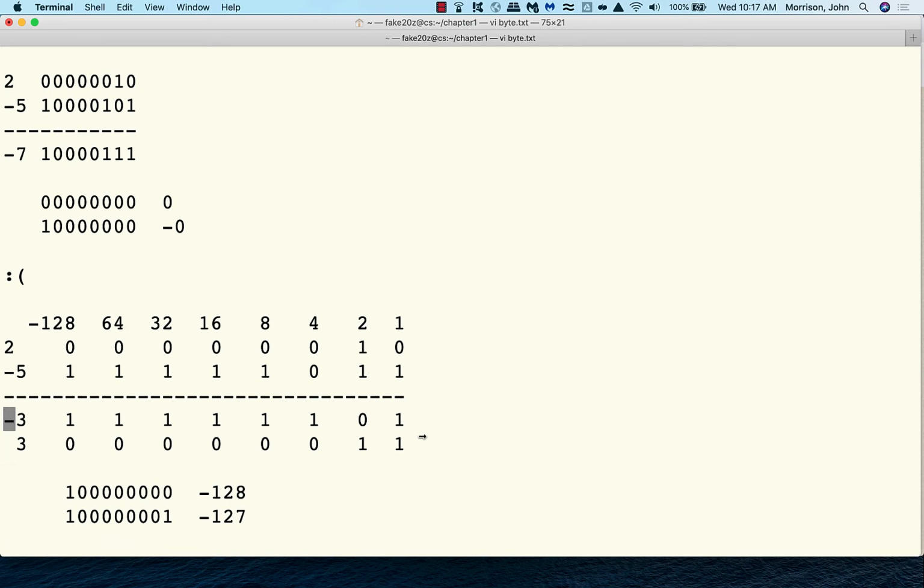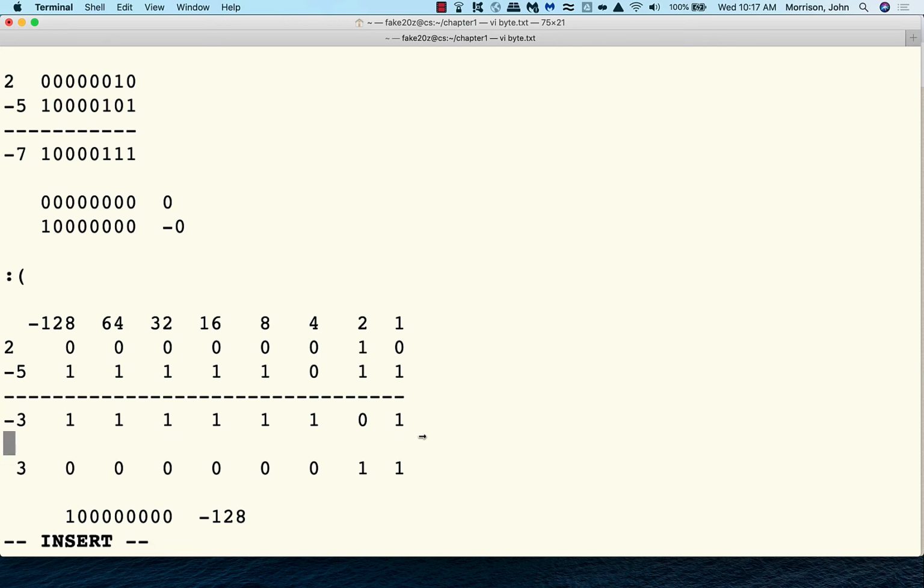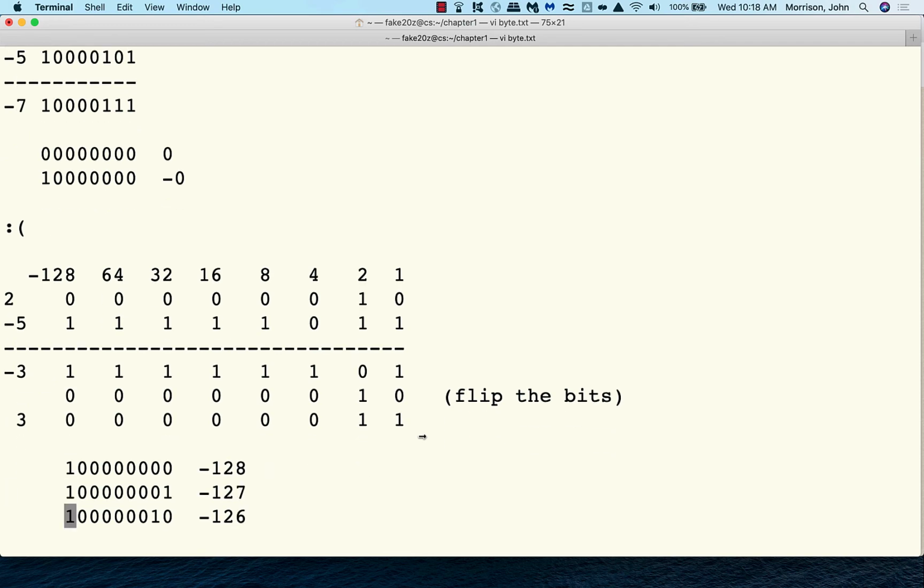Well, let's go in the middle here, and let's flip every bit in here. 0, 0, 0, 0, 0, 0, 1, 0. What's interesting is we're off by 1. However, it turns out that this scheme actually works. If you flip the bits and add 1, you negate a number. Okay, flipping the bits and adding 1.